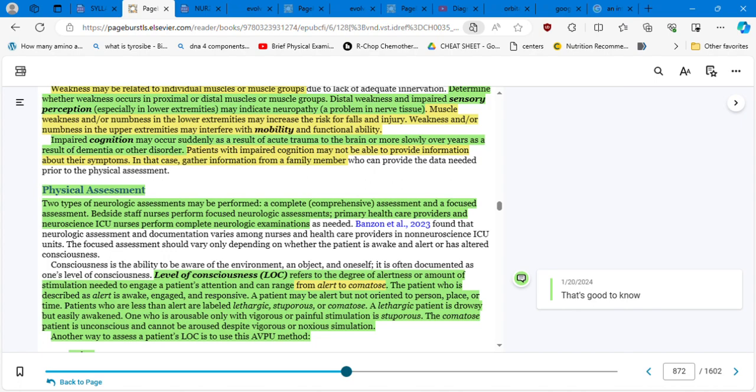We know that. Impaired cognition may occur suddenly as a result of acute trauma to the brain. If they fall, for example, if they are practicing skating in Central Park or Lincoln Center, and suddenly they fall in the base, in the occipital area of the brain, you need to assess for cognition. This one is going to be suddenly impaired cognition as a result of acute trauma to the brain, or more slowly over years as a result of dementia or other disorder. Patients with impaired cognition may not be able to provide information about their symptoms, so ask a family member.